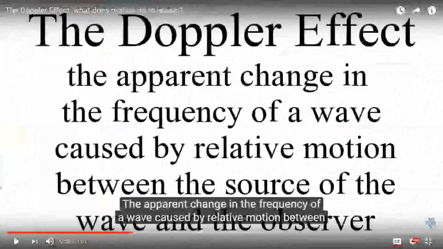If you want, again, you don't have to write this all down word for word, not at least for me. But the Doppler effect is the apparent change, and the key word there is apparent. The actual frequency is not changing. The actual frequency is the same. The apparent change in the frequency of a wave that's caused by relative motion between the source and the observer.